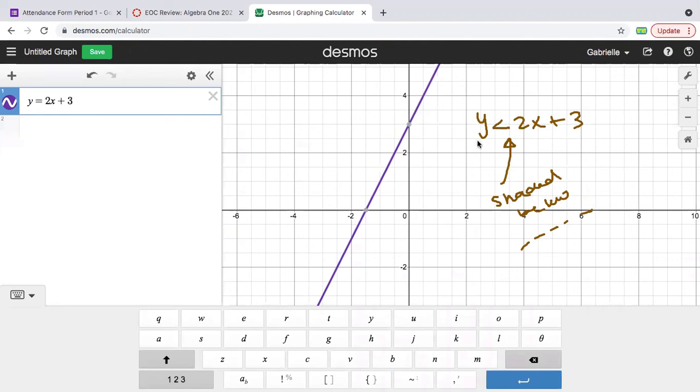If this was equal to, then it would be a solid line. My students in tutoring beautifully pointed out, if it's equal to, it should be a solid line, just like this line right here. So that's one way to memorize it.